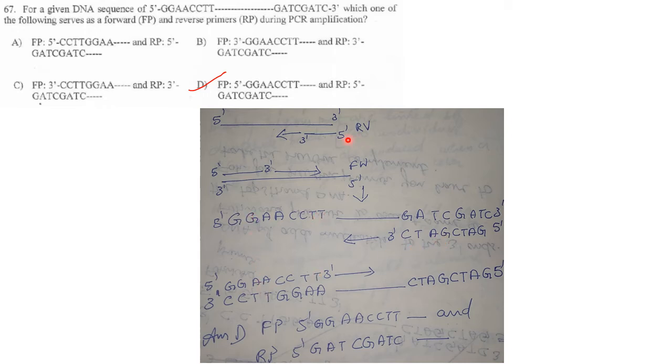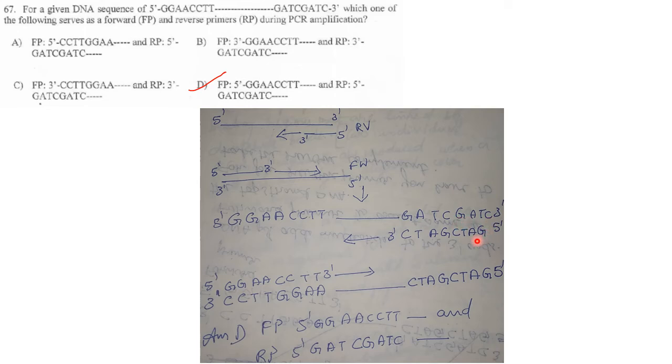Whereas the reverse primer synthesizes from this direction. That is, here is the 3' end and here is the 5' end. Then the reverse primer, which is complementary to this particular 5' to 3' strand, will amplify the DNA strand from here, 5' to 3'. So it is the reverse complement of this particular 5' to 3' strand. So this is the sequence of the reverse primer, which is complementary to this strand.